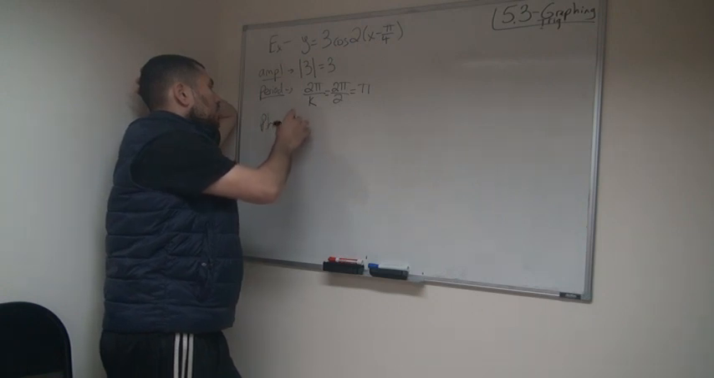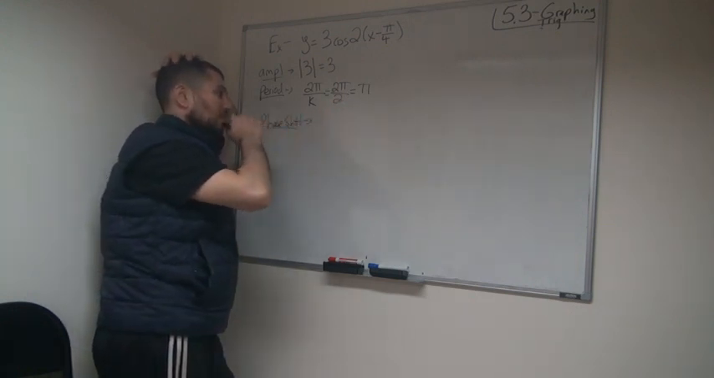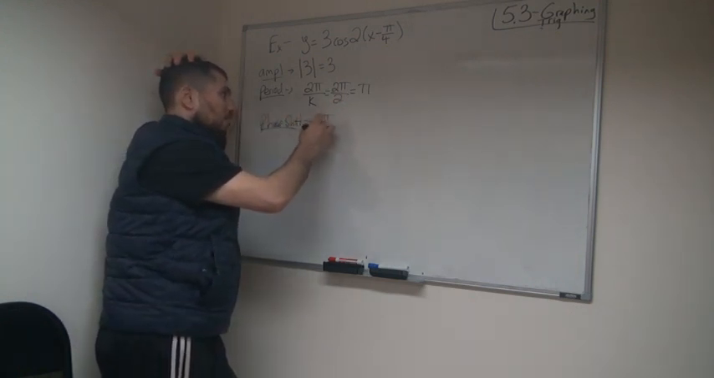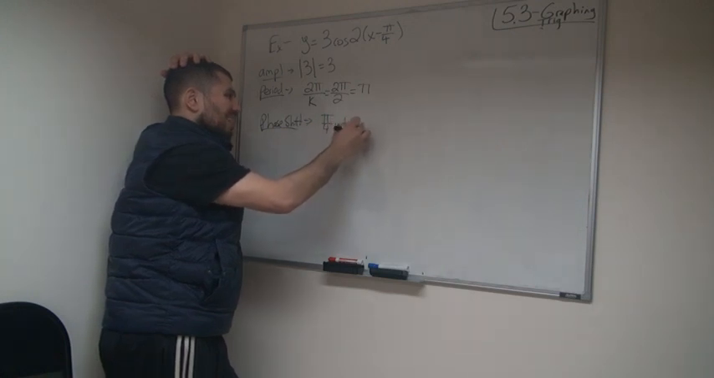Phase shift. Again, I have a minus sign there, so it's going to be in the right direction. Pi over 4 units to the right.